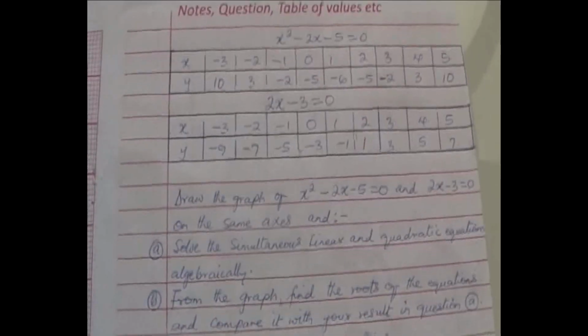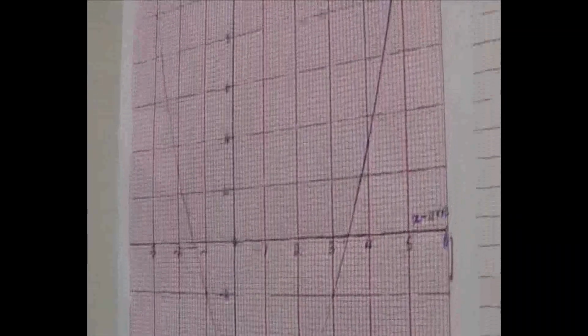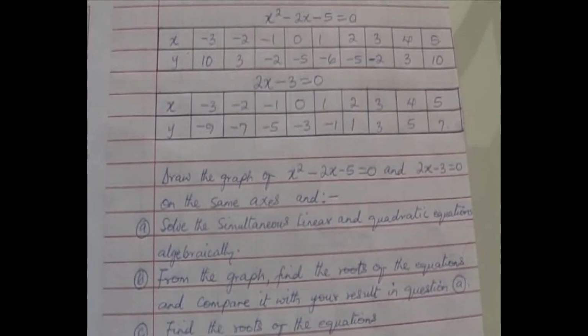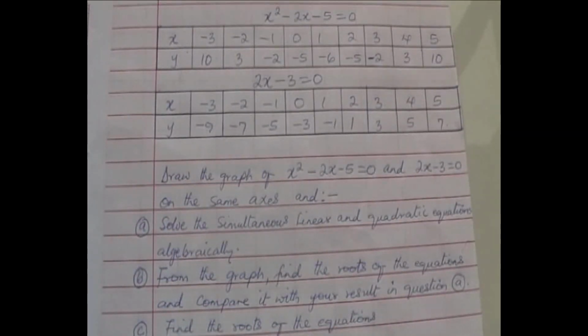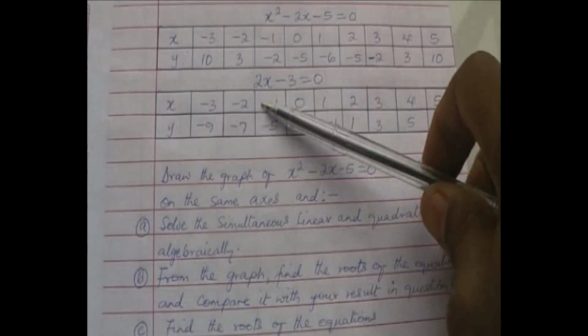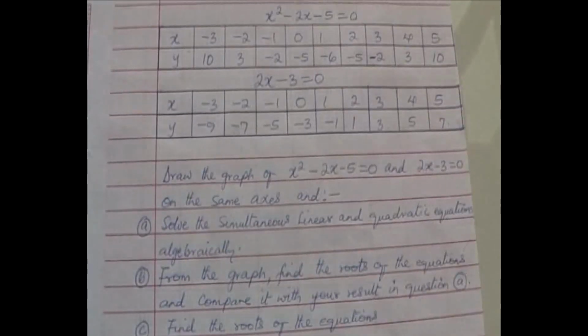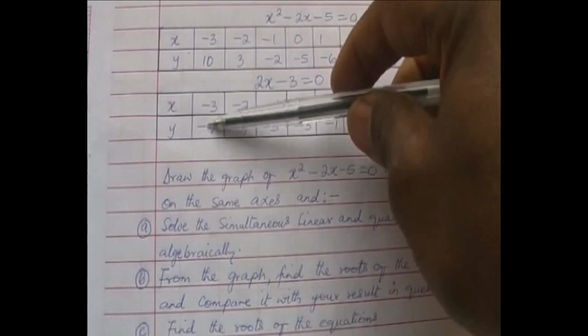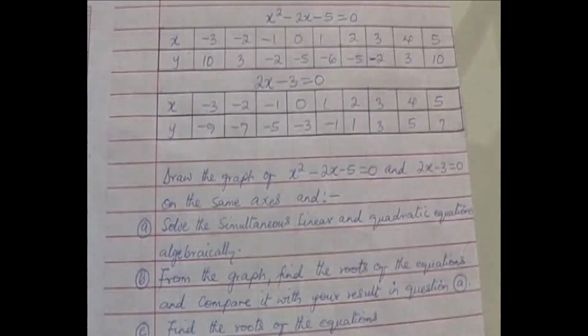We just finished plotting the quadratic curve. Now let's plot the linear line from the second table of values of 2x minus 3 is equal to 0. That is this one. So let's start. The first value is when x is minus 3, y is minus 9. I intentionally calibrated this in this way.